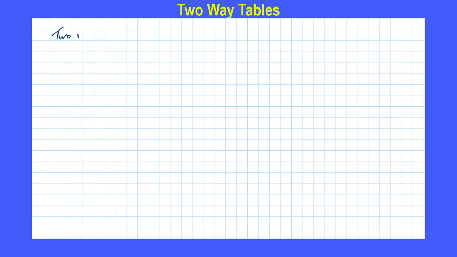So in this video, we're going to be looking at two-way tables. So the first thing is, what exactly are two-way tables? Well, two-way tables are a method in which we can break up data into different categories.